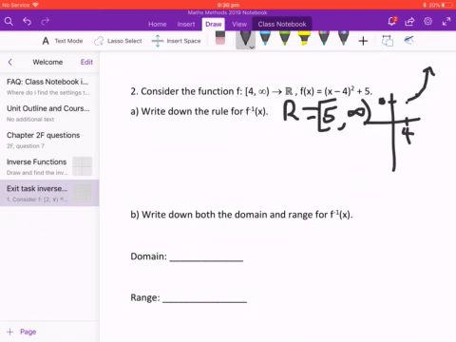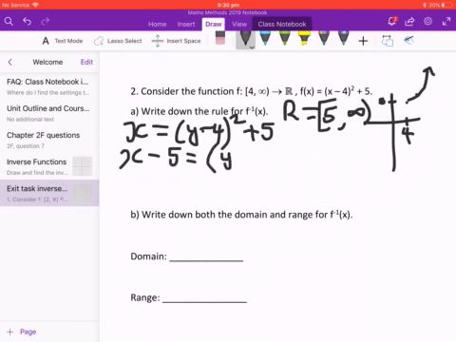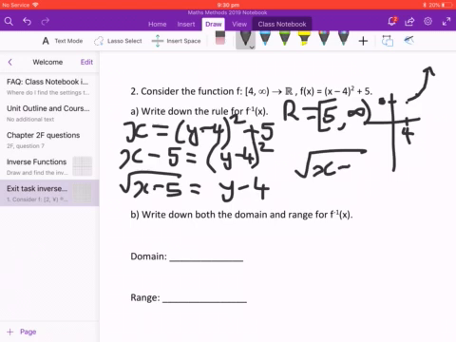Write down the rule for f inverse. Now, the first thing you need to do is switch the x's and the y's, and then solve for y. So it's going to be x is equal to y minus 4 squared plus 5. All right, subtract 5 from both sides. Square root x minus 5. And then add 4 to each side. And there you have it.